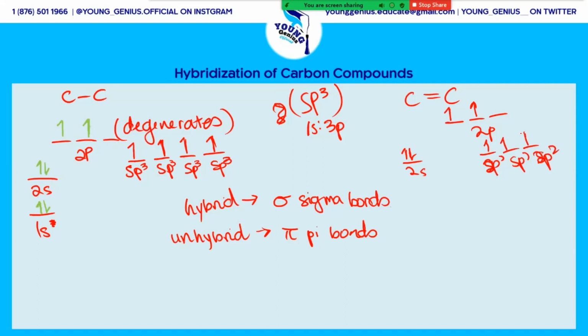With these, you will have one p orbital not being used anymore, left free. So for a double bond, you'll see that this represents one sp2 orbital overlapping with another sp2 orbital to form a sigma bond. Because remember, that's how covalent bonds are formed, by the overlapping of orbitals. Then here you will have another.